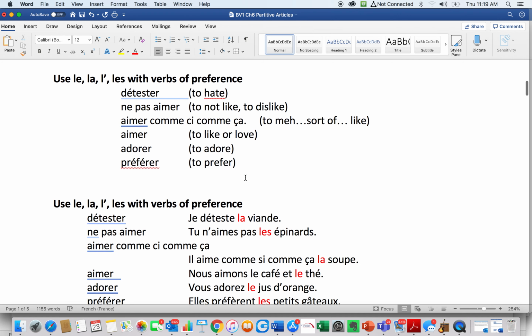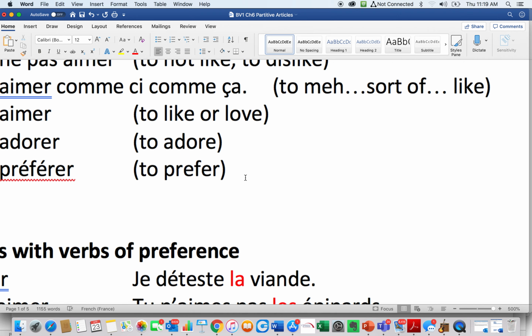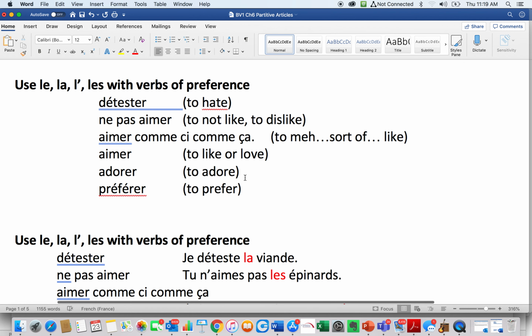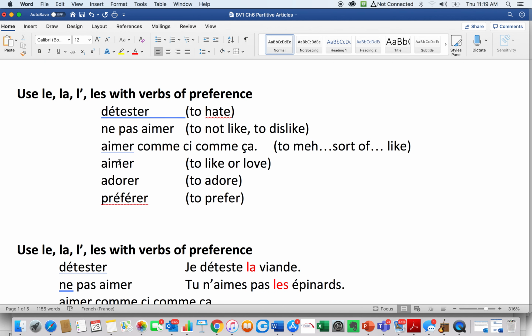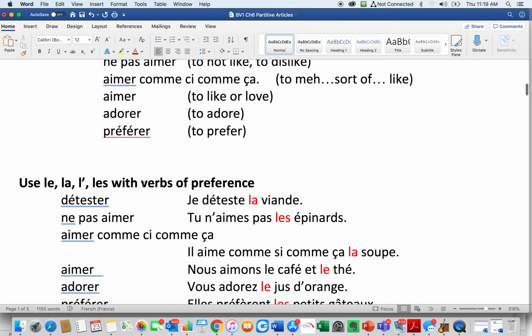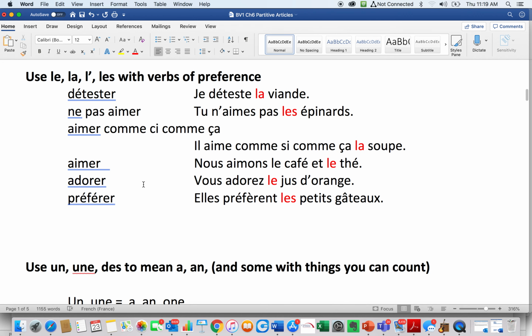When do we use le, la, and les? One of the first ways we use them is with verbs of preference. Okay, so détester, ne pas aimer, j'aime comme ci comme ça, aimer, adorer, préférer. Here are some examples: je déteste la viande, tu n'aimes pas les épinards, il aime comme ci comme ça la soupe, etc. So here are examples of us using it with verbs of preference.